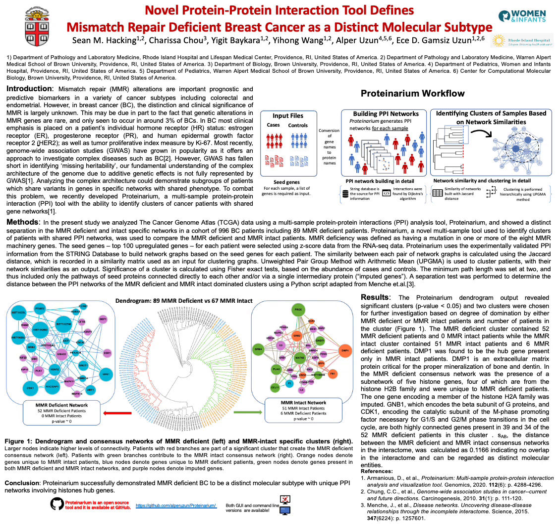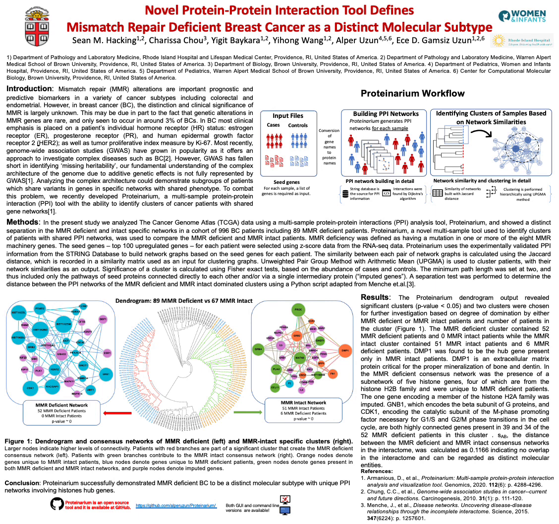The MMR deficient cluster contained 52 MMR deficient patients and 0 MMR intact patients, while the MMR intact cluster contained 51 MMR intact patients and 6 MMR deficient patients. DMP1 was found to be the hub gene present only in MMR intact patients. DMP1 is an extracellular matrix protein critical for the proper mineralization of bone and dentin. In the MMR deficient consensus network was the presence of a subnetwork of 5 histone genes, 4 of which are from the histone H2B family and were unique to MMR deficient patients. The one gene encoding a member of the histone H2A family was imputed.